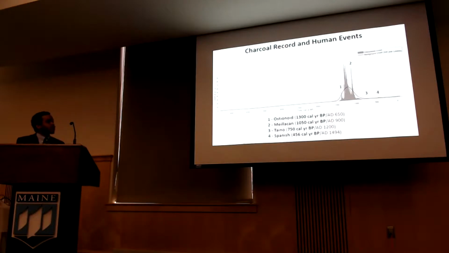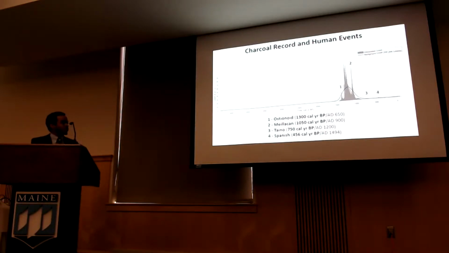And here we have our charcoal record that was developed. On the y-axis, you have CHAR, which is charcoal accumulation rates, represented by the gray curve. On the x-axis, we have time. The black solid horizontal line at the base of the graph is background charcoal levels. So whenever the gray curve rises above the black solid line, we have increases in fire activity. And when the Ostionoid arrived on the island in 650 AD, indicated by 1 on the graph, we see our first initial increase in fire activity.